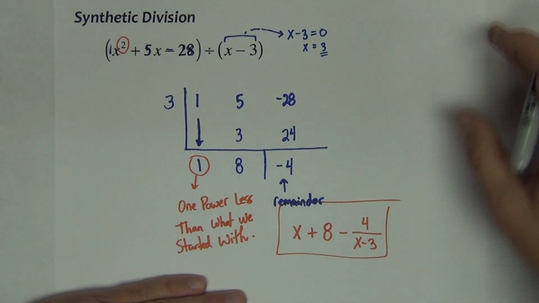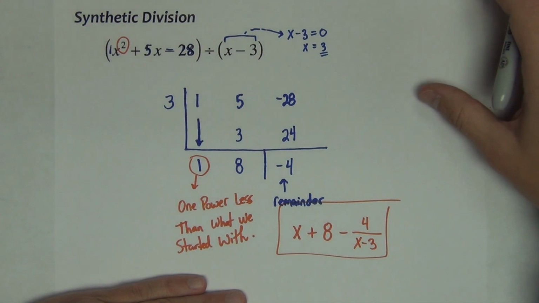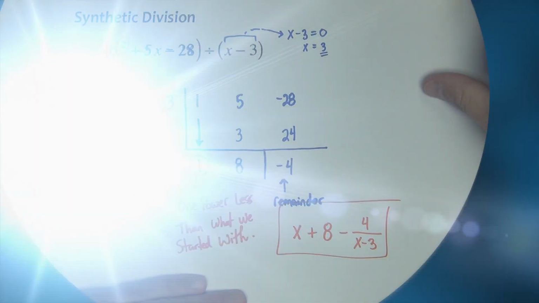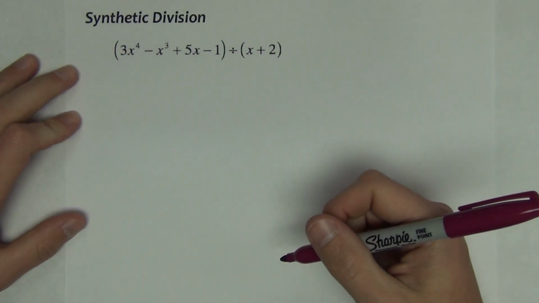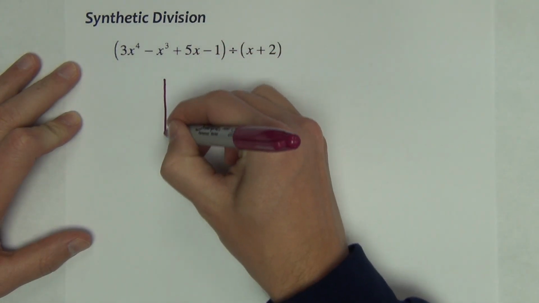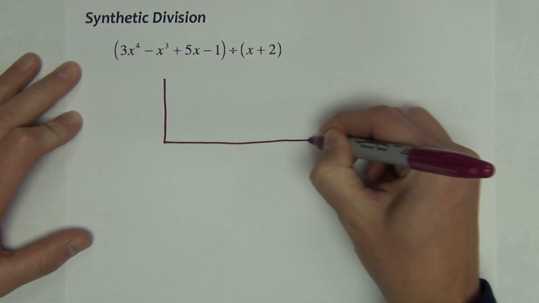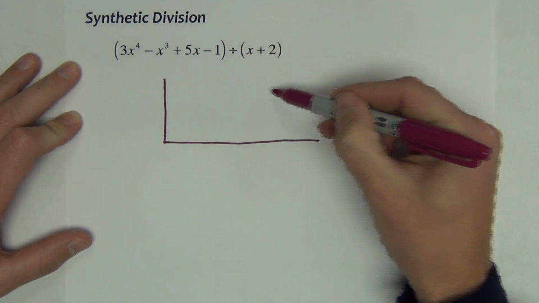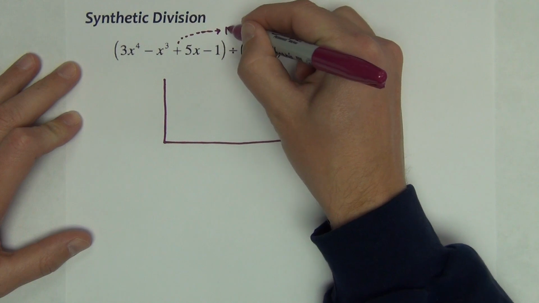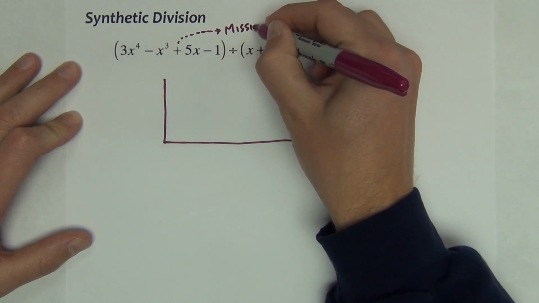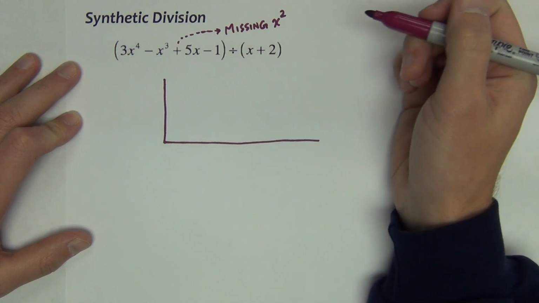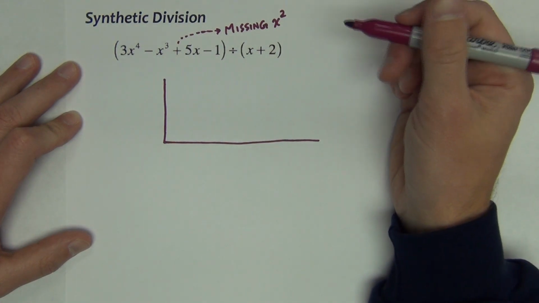Alright, let's do a couple other examples to further cement this new idea. Alright, so we're doing synthetic division on this next one. So again, I begin by flipping the division upside down. Inside here are going to go all the coefficients. Now notice in this particular problem, we're missing the x squared. So we're going to have to hold its place just like we did with the long division.